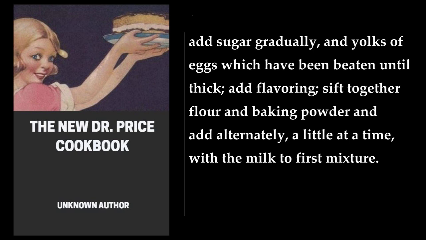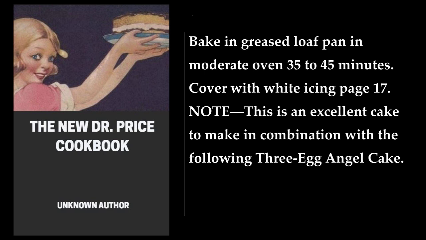Add sugar gradually, and yolks of eggs which have been beaten until thick, add flavoring. Sift together flour and baking powder and add alternately, a little at a time, with the milk to first mixture. Bake in greased loaf pan in moderate oven 35 to 45 minutes. Cover with white icing. Page 17.